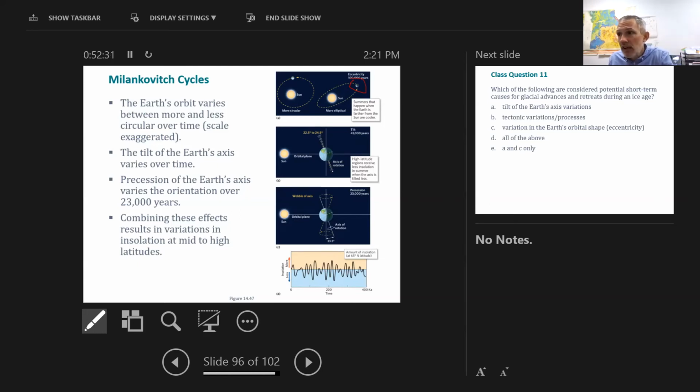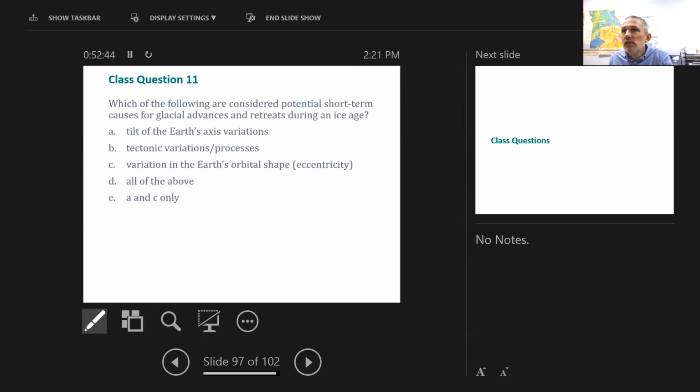And so when we start looking at Milankovitch cycles and the effects of these Milankovitch cycles, they match nicely with the ice age to interglacial ratios. These are all short-term variations, again, of those Milankovitch cycles, all three of them.